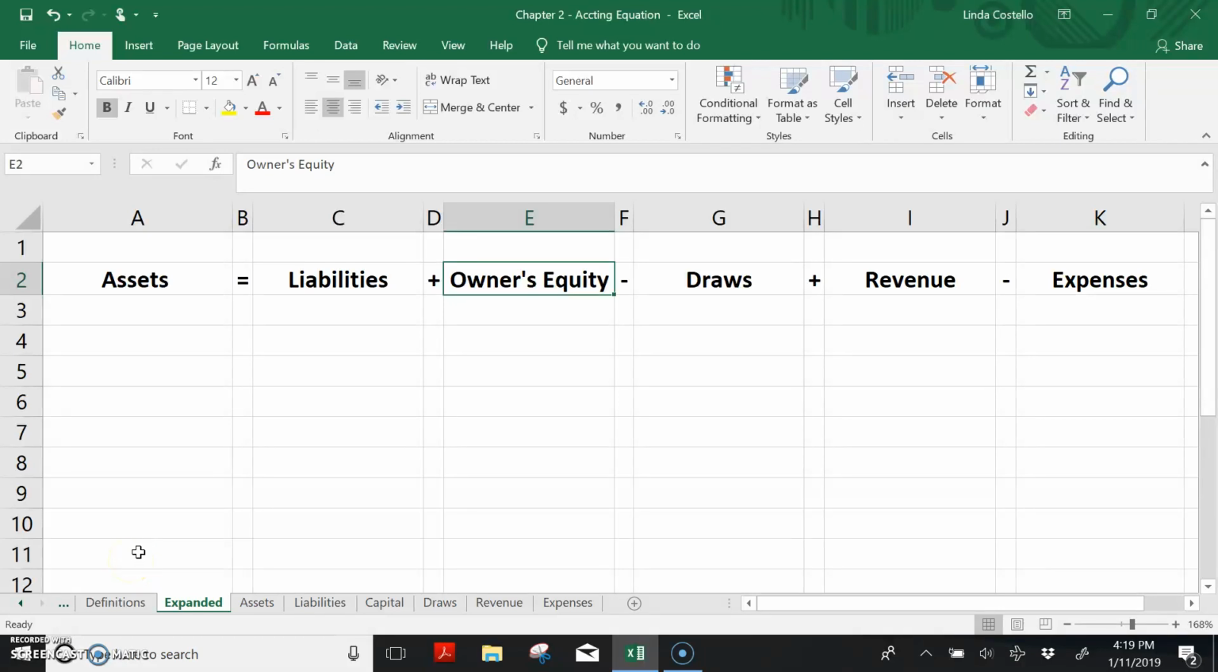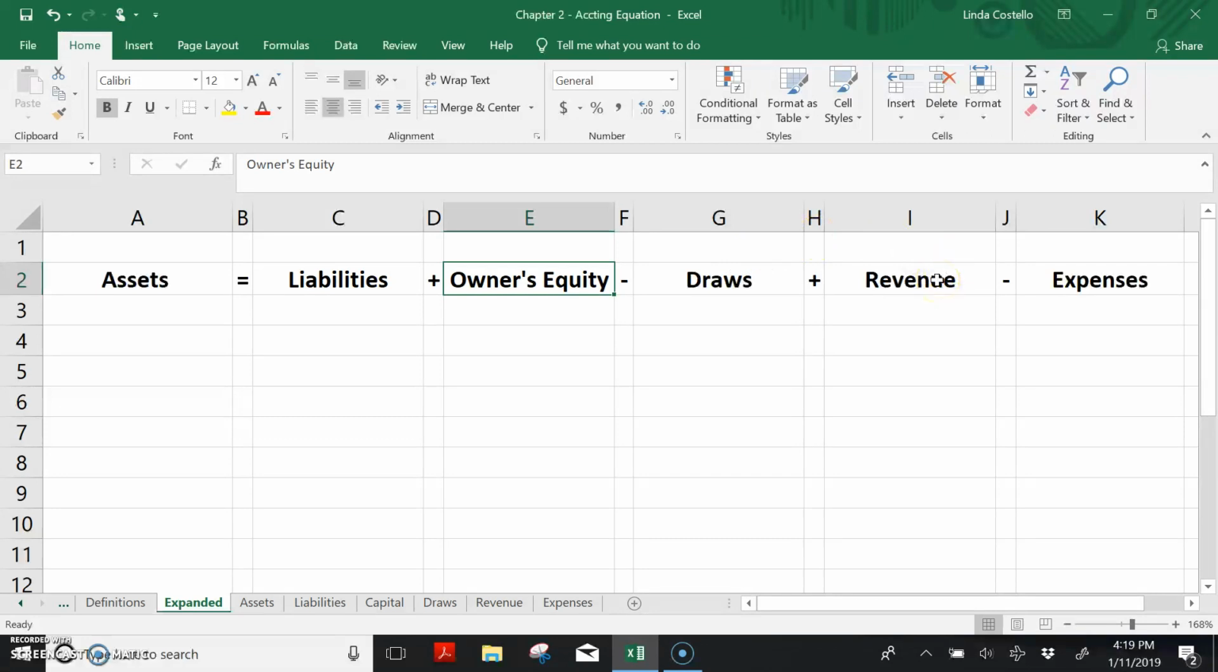Hi again. In this video, we're going to continue discussing the accounting equation. Let's take a quick overview of what we talked about in the last lecture. The basic accounting equation is assets equals liabilities plus owner's equity. And equity is influenced and changed by the activities of the company. Equity is decreased when the owner withdraws assets from the company.